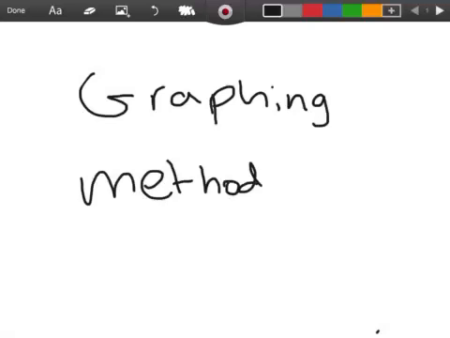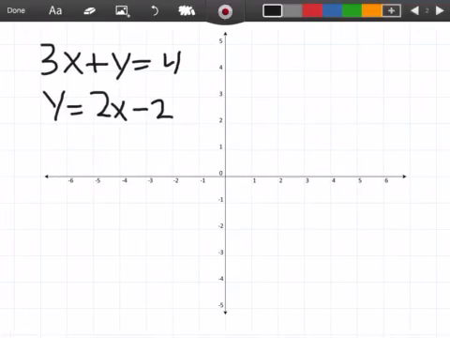We're going to be viewing the graphing method, in which we have two equations and we have to try to find the solution to the equations. This is the graphing method. So we have two equations: 3x plus y equals 4 and y equals 2x minus 2.